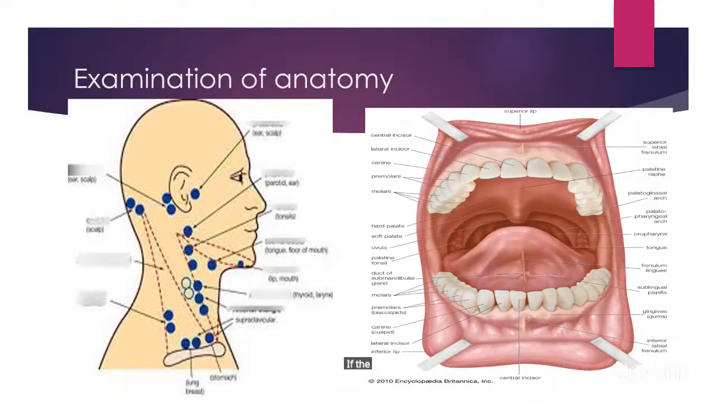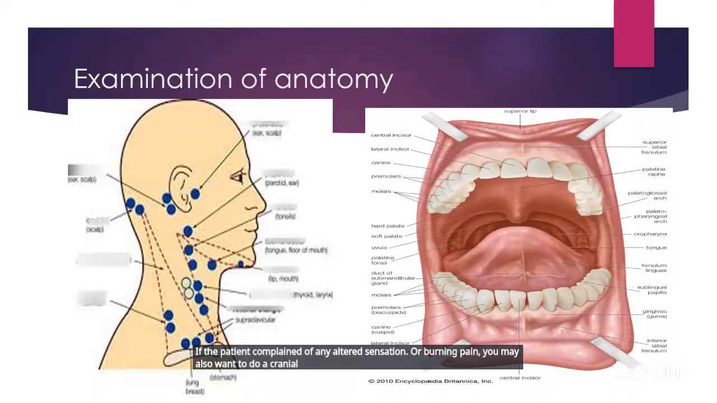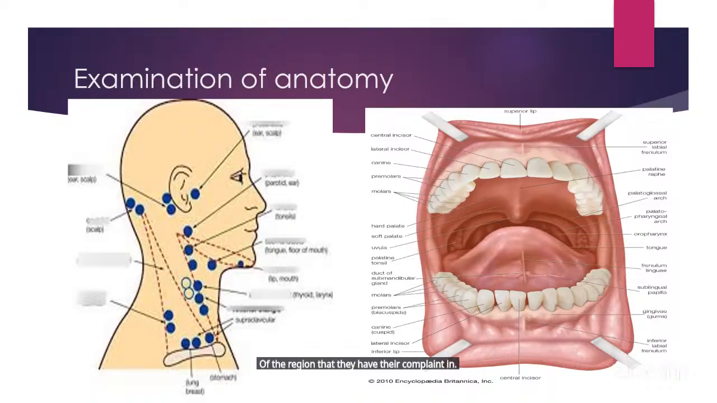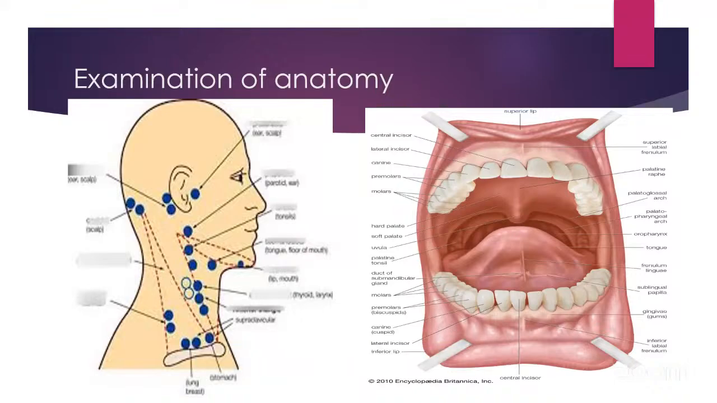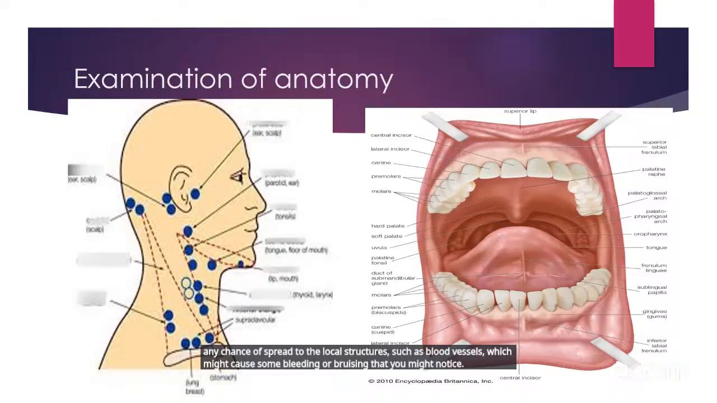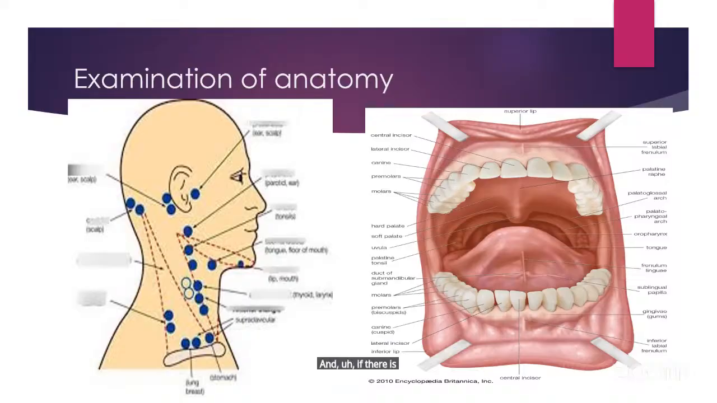If the patient complained of any altered sensation or burning pain, you may also want to do a cranial nerve examination of the region that they have their complaint in, just to see whether there is any chance of spread to the local structures, such as blood vessels, which might cause some bleeding or bruising that you might notice. And if there is any altered sensation or burning to the nerves around the region as well. And that can give you an idea of how advanced or aggressive a lesion can be.